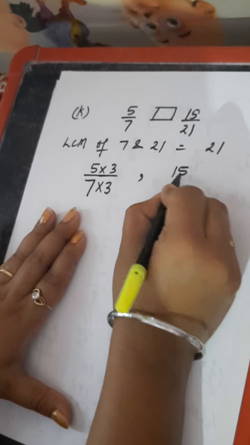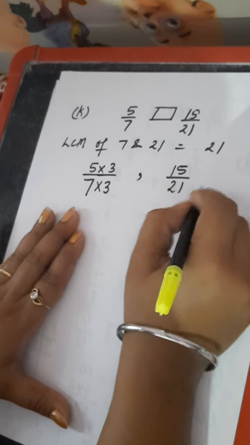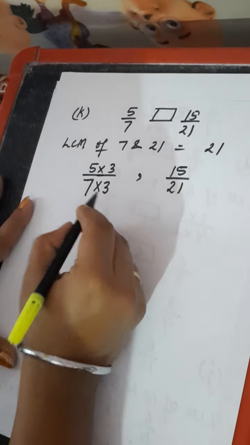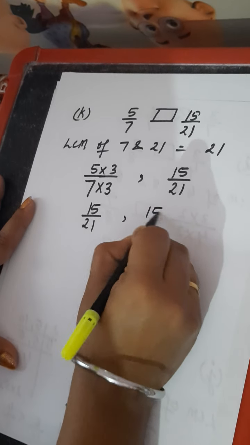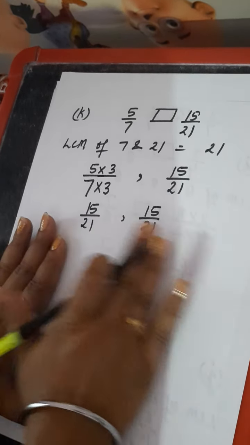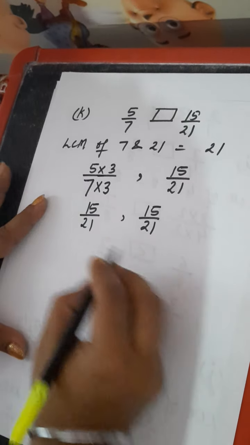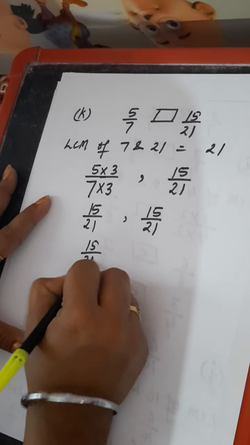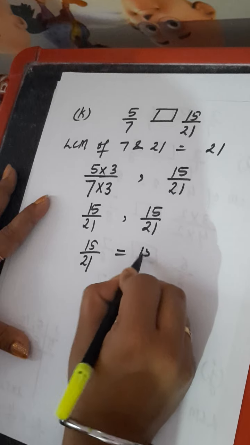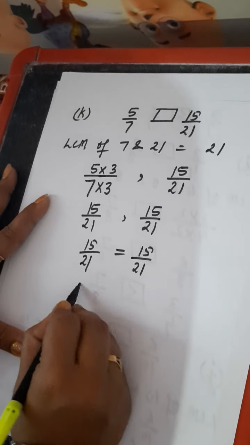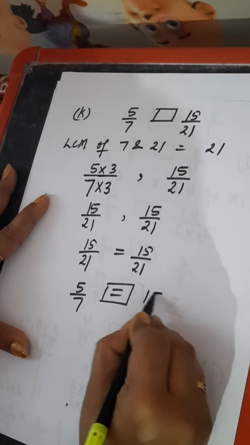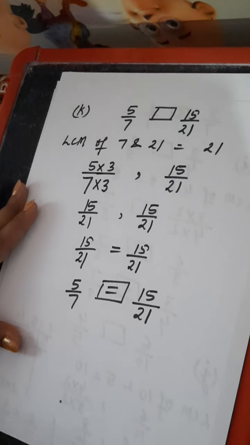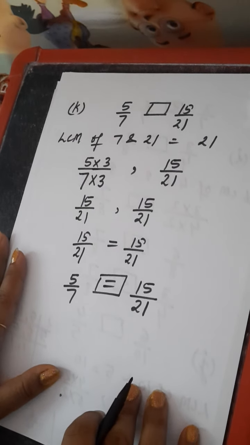So next we have 15 upon 21. No need to multiply any number in this denominator because we have 21 as it is. So here we have 15 upon 21. Then again 15 upon 21. Now both are equal. Both the fractions are equal. So I will write 15 upon 21 is equals to 15 upon 21. Simply we can say that 5 upon 7 is equals to 15 upon 21. So this is your question number 5.